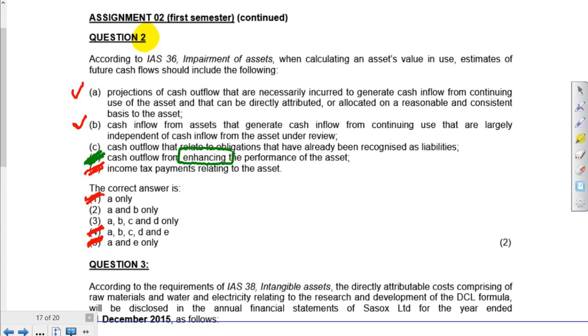Cash outflows that relate to obligations that have already been recognized as liabilities. Remember I said to you we're looking at future cash flows. If it's a cash flow that's already a liability, it's already expensed, isn't it? Is it a future cash flow? No, it's already expensed. It can't be a future cash flow. So that one is also not, because it has to be future cash flows, and that one is not. If it's already in liabilities, it's already expensed, it's not a future cash flow. So for me, the answer is 2, not 3.